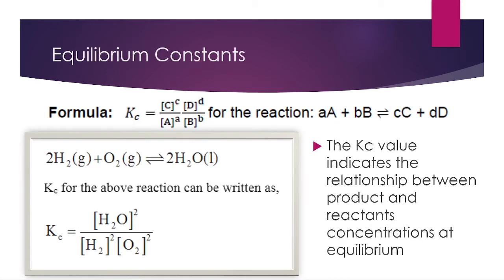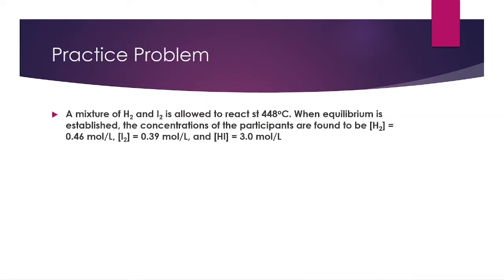So if you were asked to just express the equilibrium reaction or equilibrium equation, you would just end up with something like this. If you were asked to calculate, or you were given things like this, then you would need to actually answer the problem itself. So practice problem number 1: a mixture of H2 and I2, so hydrogen gas and iodine gas, is allowed to react at 448 degrees Celsius. When equilibrium is established, the concentrations of the participants are found to be 0.46 moles per litre for H2, 0.39 moles per litre for I2, and HI is 3.0 moles per litre. So at equilibrium, this is what it is.